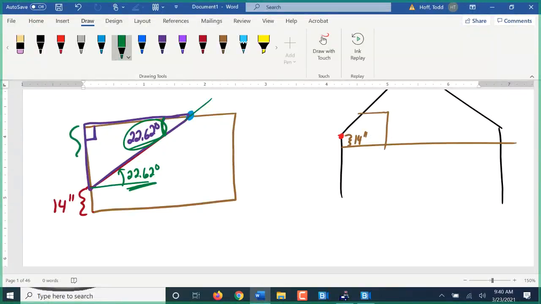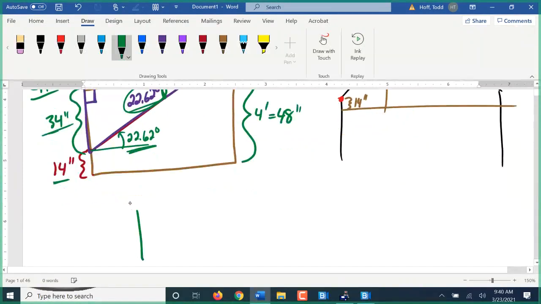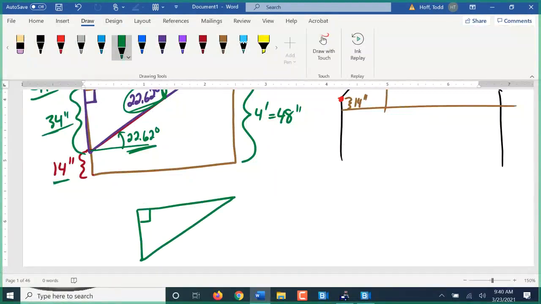Well, we can find this side here because we know a standard 4x8 piece of sheeting, this is 4 feet or 48 inches. If I subtract my 14 inches that I need to leave there, 48 inches minus 14 inches makes this dimension 34 inches. Now, I like to draw the triangle away from the situation just because for a lot of people, it's way easier to decode a right triangle if it's by itself. So this side over here is 34 inches.